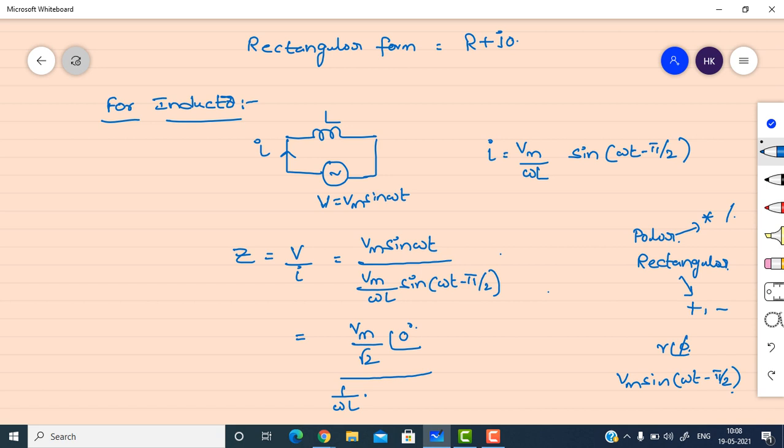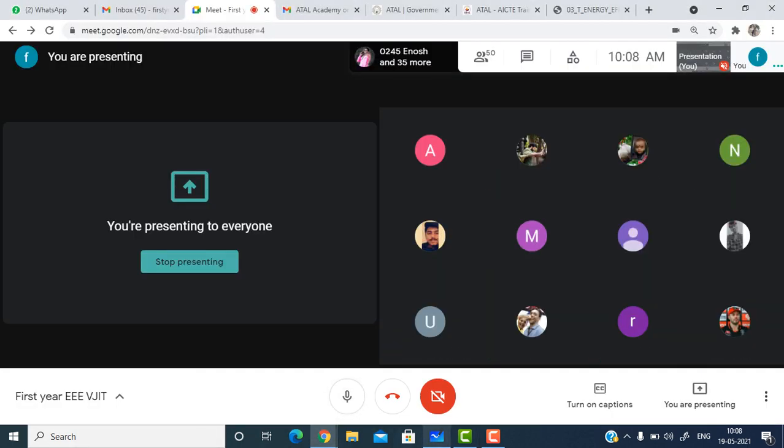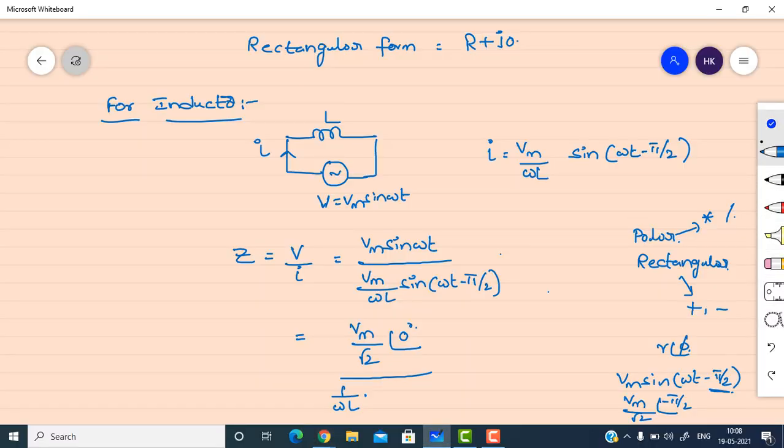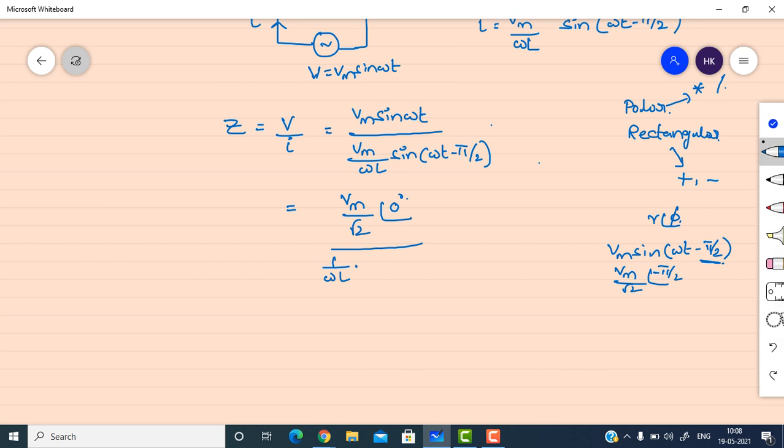Polar form means again R at an angle phi representation. R means maximum value by root 2. Maximum value is Vm, so Vm by root 2 at an angle phi. What is the value of phi here? Minus pi by 2. So that is a polar representation. Are you following what I am doing here?